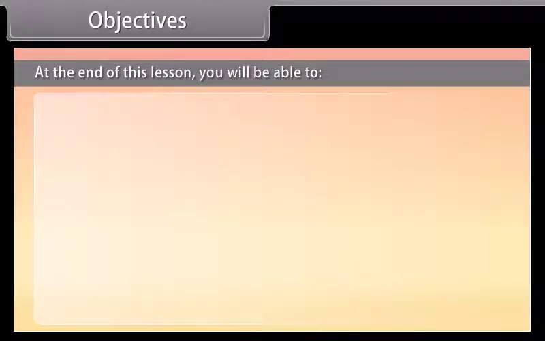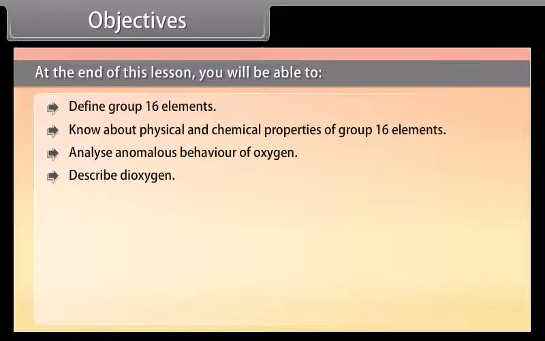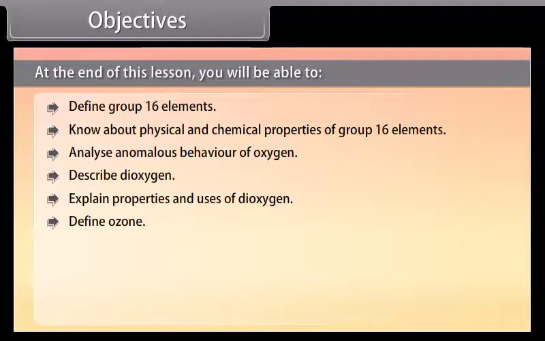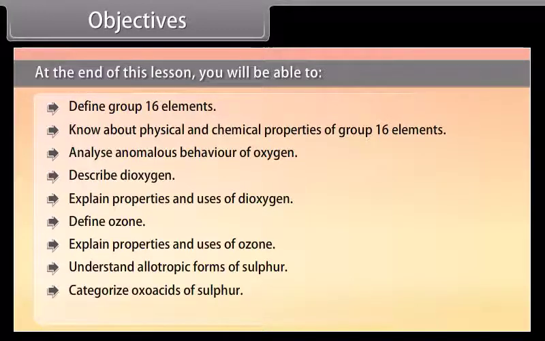Objectives. At the end of this lesson, you will be able to define group 16 elements, know about physical and chemical properties of group 16 elements, analyze anomalous behavior of oxygen, describe dioxygen, explain properties and uses of dioxygen, define ozone, explain properties and uses of ozone, understand allotropic forms of sulfur, categorize oxoacids of sulphur, explain sulfuric acid.